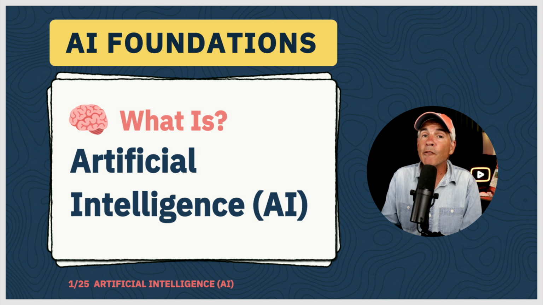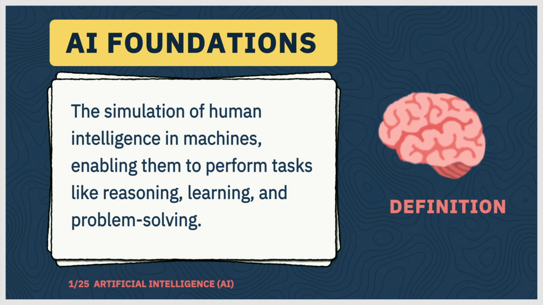What is artificial intelligence, or AI? AI is the simulation of human intelligence in machines, so they can reason, learn, and solve problems.